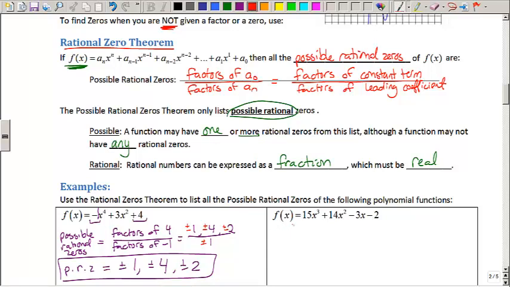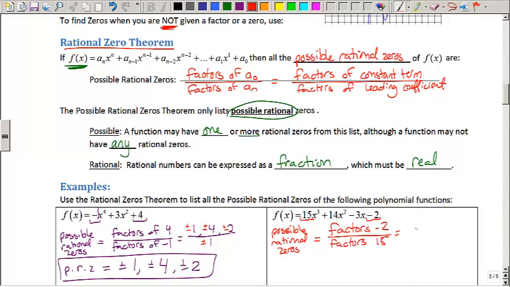f of x is equal to 15x cubed plus 14x squared minus 3x minus 2. And I'm looking for the possible rational zeros. I know that I'll have 3 zeros, but all I'm looking for is just a list of the possible rational ones, which means I'm going to take the factors of negative 2 and divide them by all the factors of the leading coefficient 15. It's always the factors of the constant term divided by the factors of the leading coefficient.